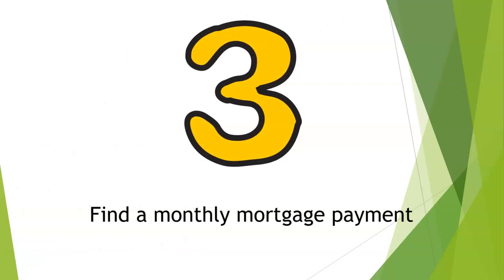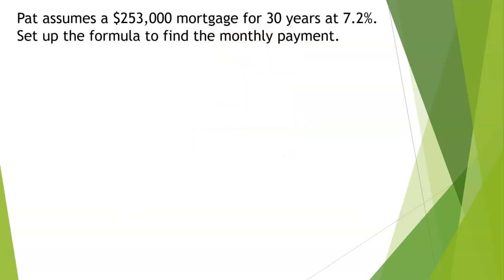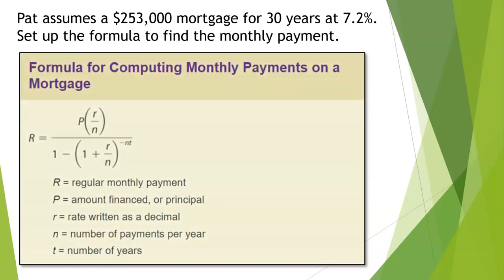Next, coming in at number 3, problems where we're asked to find a monthly mortgage payment. Pat assumes a $253,000 mortgage for 30 years at 7.2%. Set up the formula to find the monthly payment. Here's the formula we need to use. Let's read the problem again and find out what the values are for each of these variables.